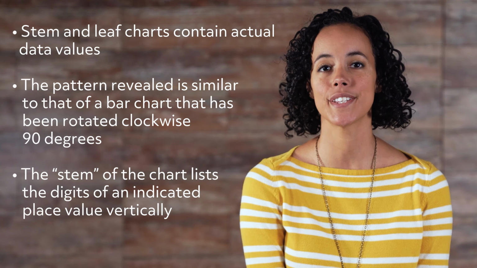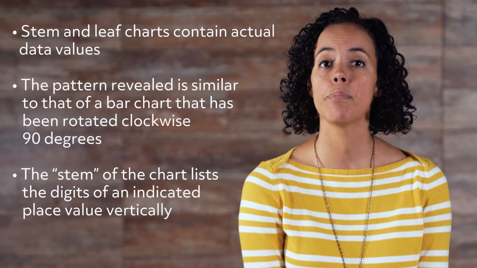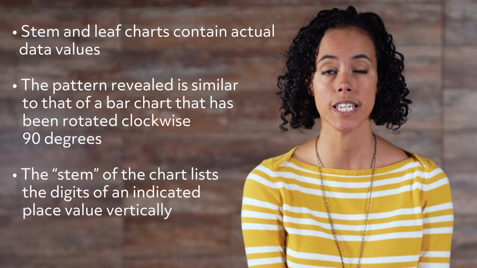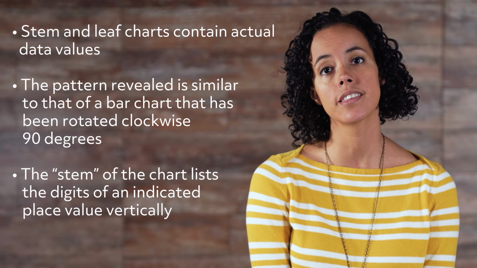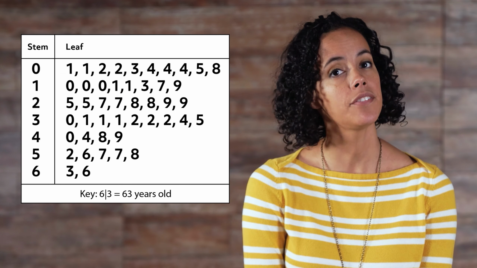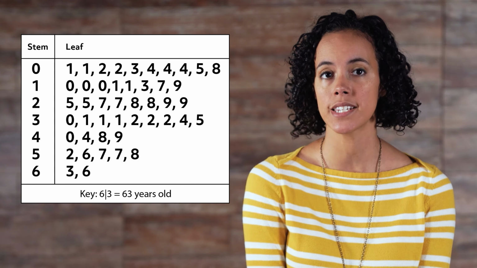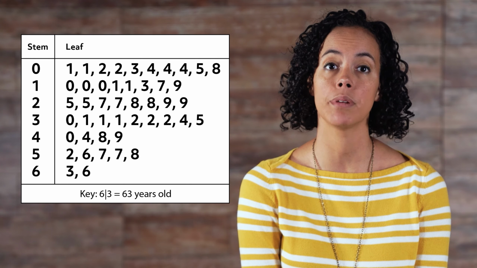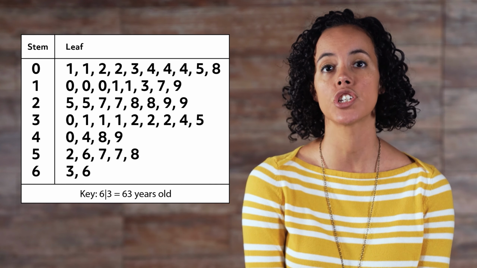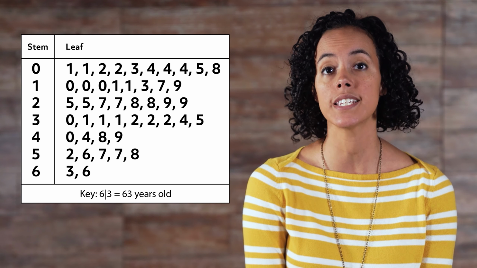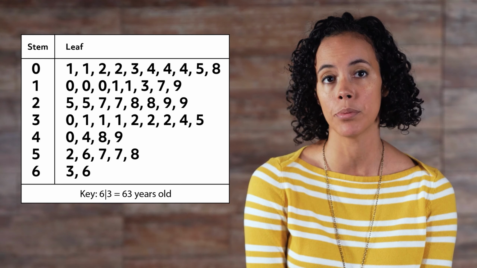Finally, stem and leaf charts contain actual data values. The pattern revealed is similar to that of a bar chart that has been rotated clockwise 90 degrees. The stem of the chart lists the digits of an indicated place value vertically. In this example, the stem represents the tens of a data set of ages. The leaves branch outward with the digits of the ones place for each age in the data set. A key should always be part of the graph so the data can be interpreted correctly. This data set shows a pattern that seems to be skewed left towards the younger ages. There are 19 people under 20 and only 7 people over 50.